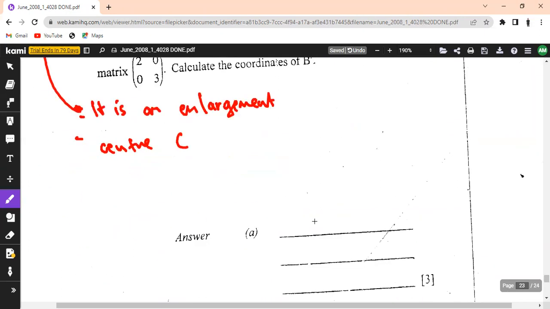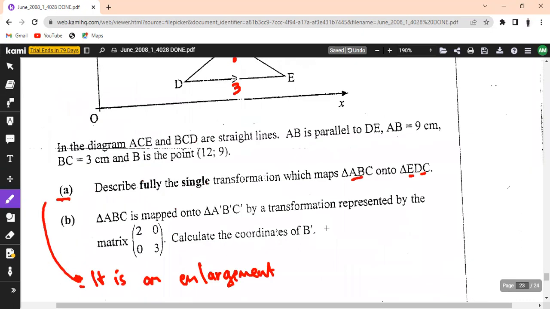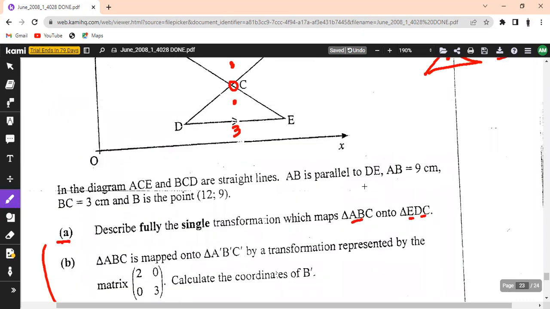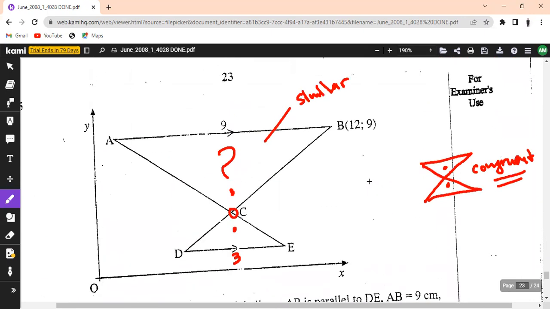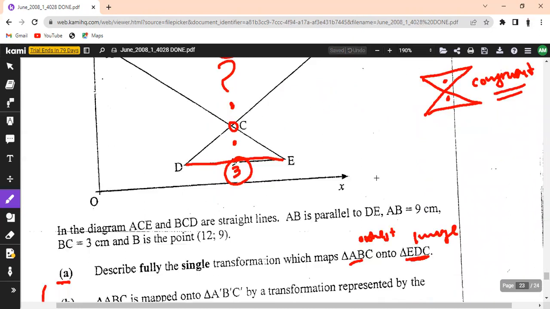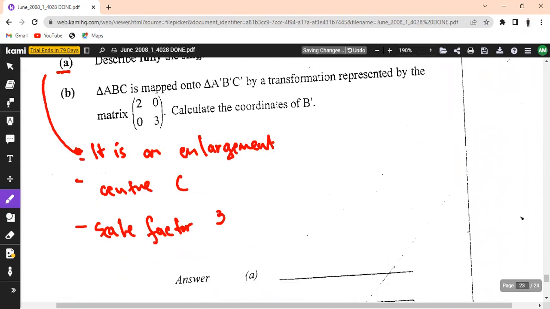And we need the scale factor. Remember, for enlargement, we need the scale factor. If you still remember, guys, on enlargement, I told you that you can use the image line over the object line. So ABC is mapped onto this. This is our image and this is our object. So the image line is 3 over the object, which is 9. So it's going to be 3 over 9.